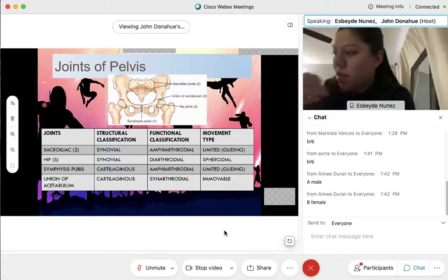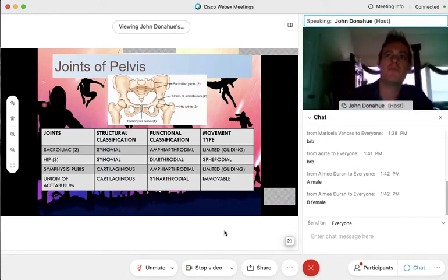You're exactly right. So those 3 bones in that hip bone, those 3 areas fused together.